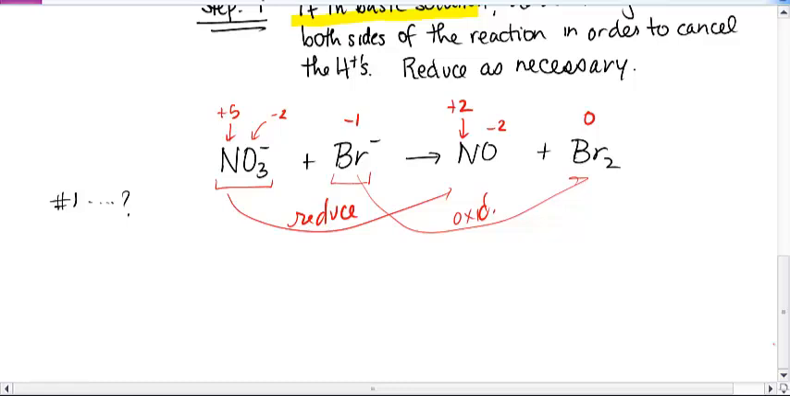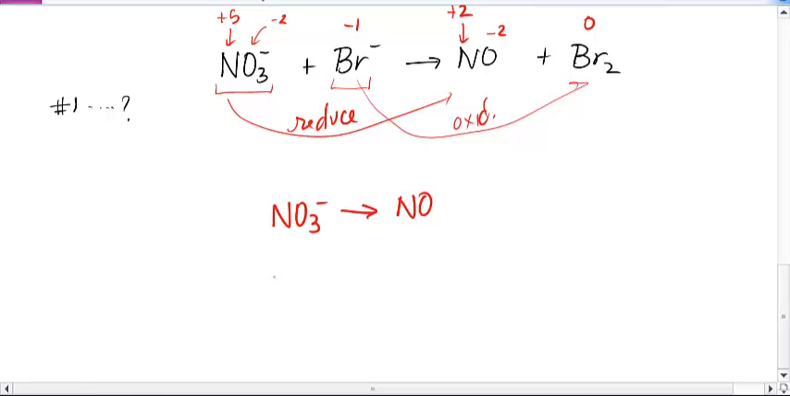Divide the skeleton equation into 2 half reactions, the oxidation and the reduction. So this is why it's called the half reaction method. I'm literally going to separate it into the oxidation and the reduction. It doesn't matter which one you write first, and so that's why it's not super crucial to label oxidation and reduction. I just did it to show you. So that's step 3. I wrote the half reactions.